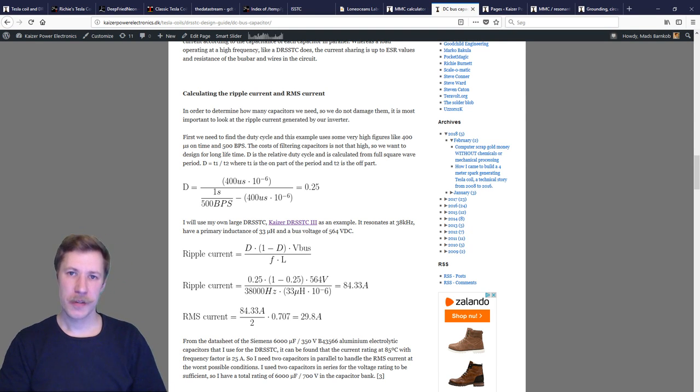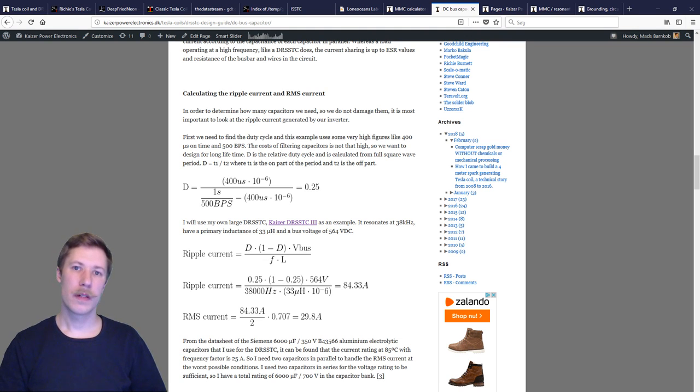The more capacitors you have, the more filtering capacitance is available. So this means that your ripple current and also the voltage ripple between bursts of current delivered to the inverter will be lower, because you have so much more capacitance available.